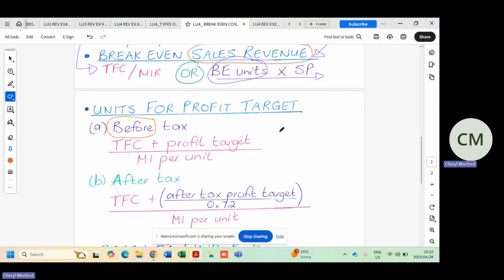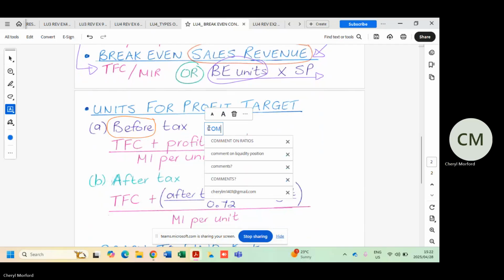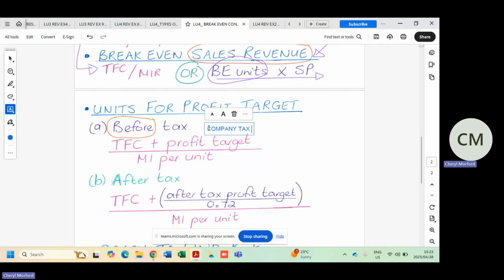So that's why when we did our marginal income or the contribution margin, I did say that the selling price must be exclusive of VAT. And which tax are we talking about here? We're talking about company tax. And that company tax is equal to 27% of the profit. So make sure you know when to use VAT and when to use company tax. So a profit is subject to company tax.